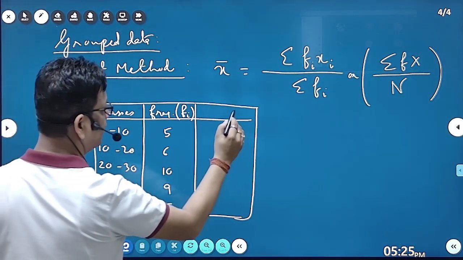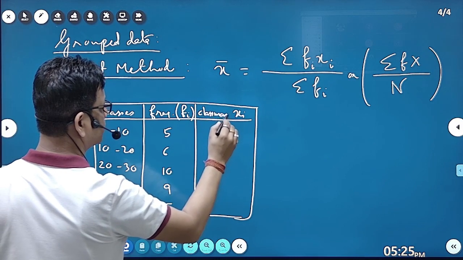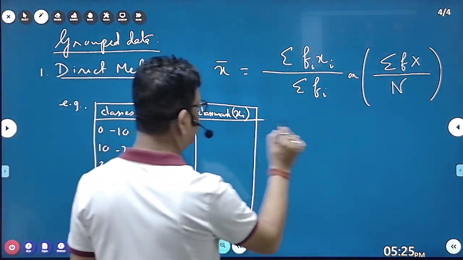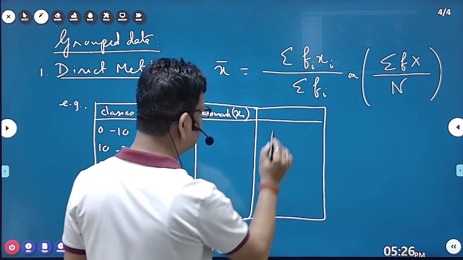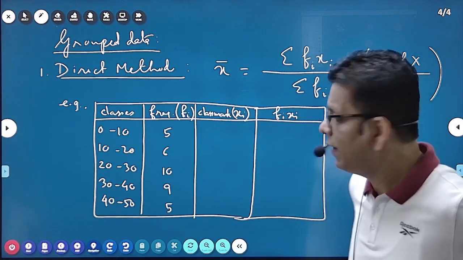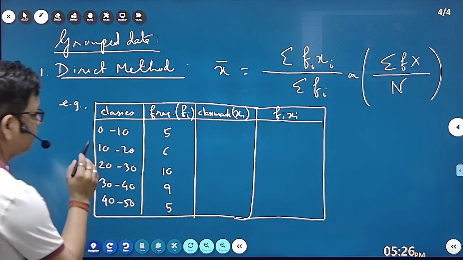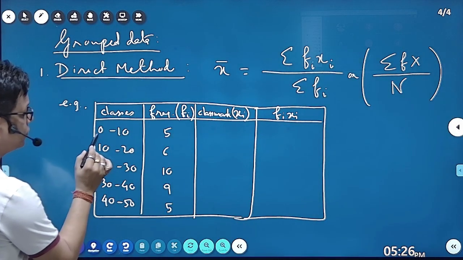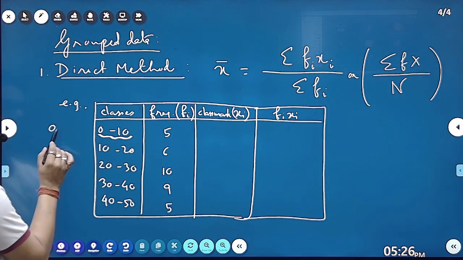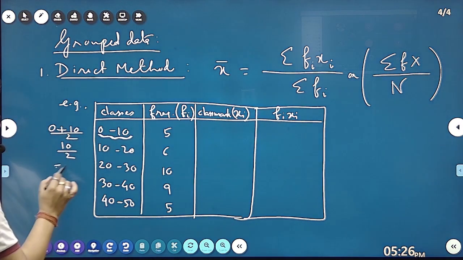One is called xi, which is known as class mark. We have already discussed class mark. So this is class mark, the symbol is xi. After finding xi, we also need one extra column, that is fi xi. Very easy, very short. Okay. Now xi we have already discussed. Xi means class mark. Now what is the class mark? This is the middlemost value of each class. How to get it? Suppose for this class I need to get the class mark, lower limit plus upper limit divided by 2. So it will be 10 by 2, how much? 5.